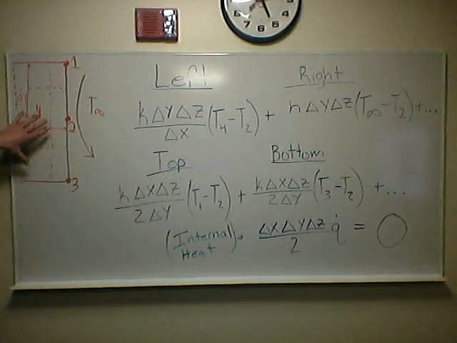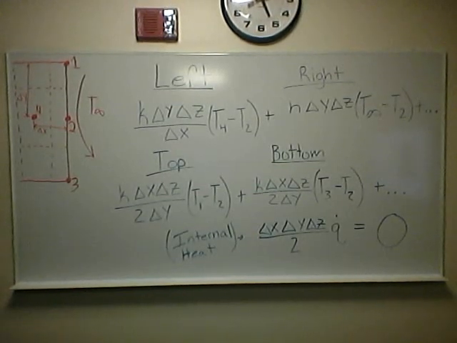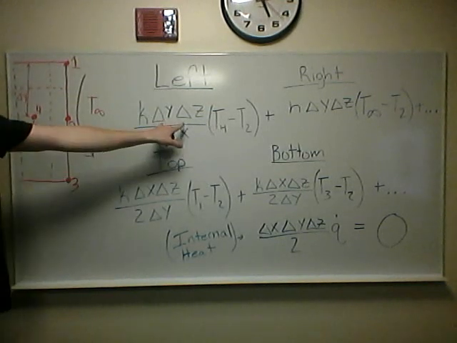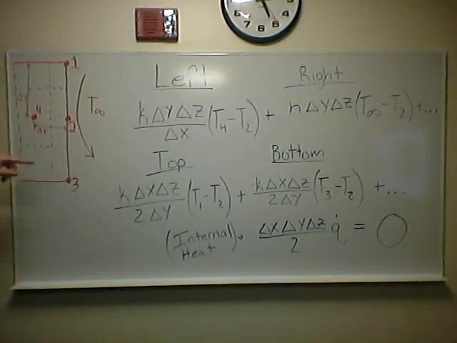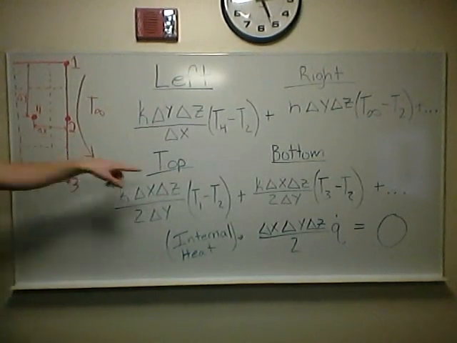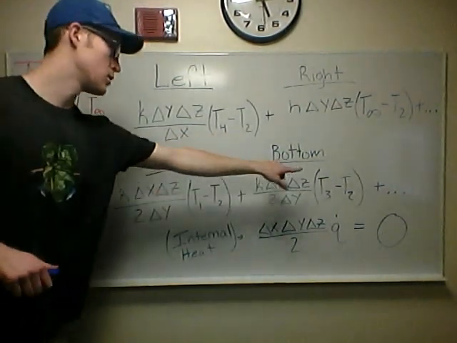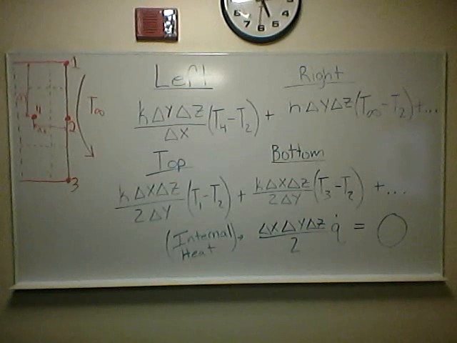So we've moved the model over to the side, and now we're going to walk through the left, right, top, bottom, and internal heat generation. For the left-hand side, you have to note that you'll be moving in the x direction, and the area being used will be this delta y, delta z here. When solving for the temperature at node number 2, it will always be last in every equation.